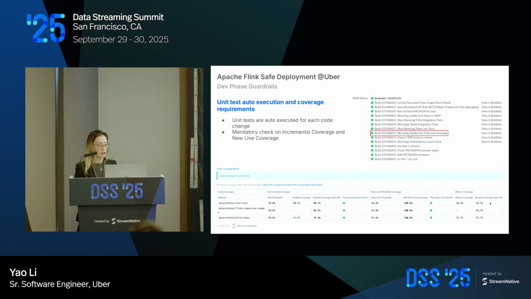So let's talk about the guardrails we have. In the development phase, we adopt standard industry practice on unit testing, auto execution, and coverage requirements. All the unit tests are auto-executed for each code change, and they serve as a blocking requirement for the following review or landing. We also have two mandatory checks: one is incremental coverage, and the other is new line coverage. This helps guarantee that there will be no regression in the overall coverage, and that new changes are well tested before merging into main.